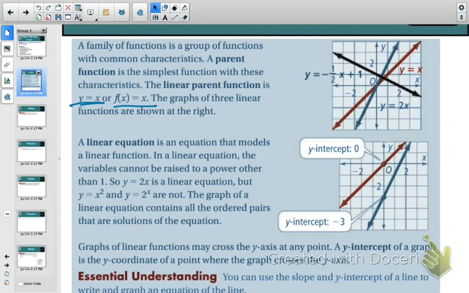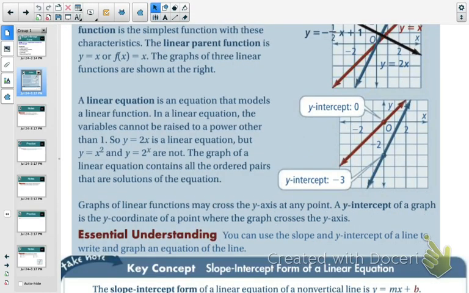A linear equation is an equation that models a linear function. In a linear equation, the variables cannot be raised to a power other than 1. So y equals 2x is a linear equation because x is to the first power. But y equals x squared or y equals 2 to the x are not. So your equation can only have x to the first power in order for it to be linear. The graph of a linear equation contains all the ordered pairs that are solutions of that equation.